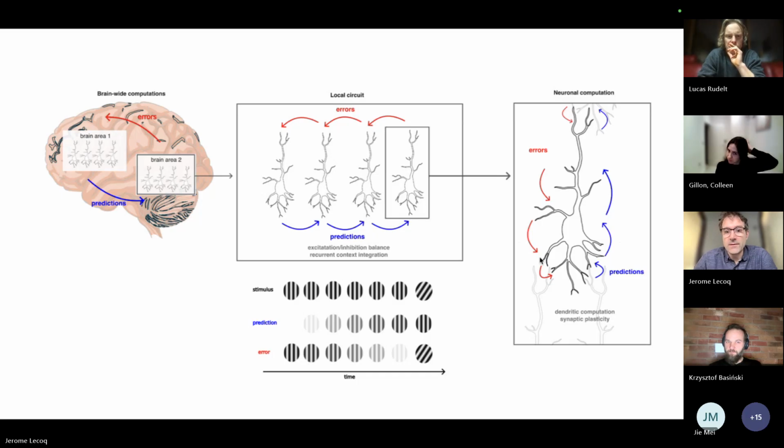And another comment, I would keep the human brain. I'm not sure why we should change it to mouse brain. I think it's more impactful this way. And anyway, we think these computations are relevant to human brain. Okay. Your opinion on that?